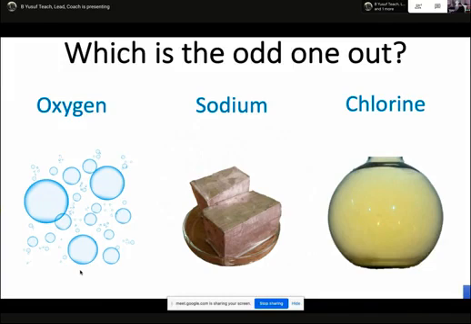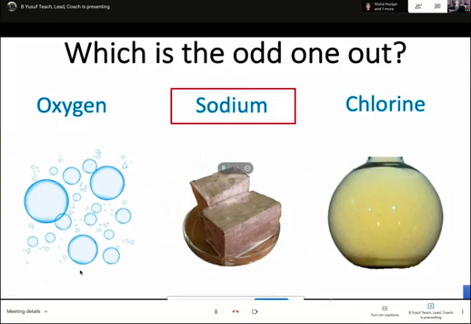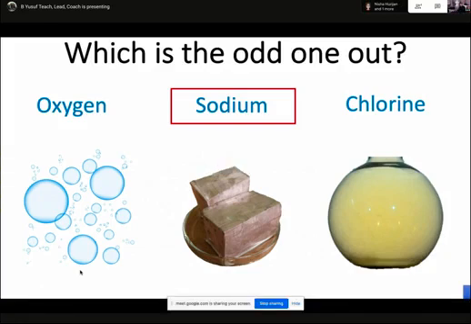That's quite straightforward. You've got visual clues there as well, and you can see that it's sodium. Sodium is the only metal element. Oxygen and chlorine are, sorry, so let me say again. Sodium is a metal element. Oxygen and chlorine are non-metal elements. Okay, so that's quite an easy one to start us off with.